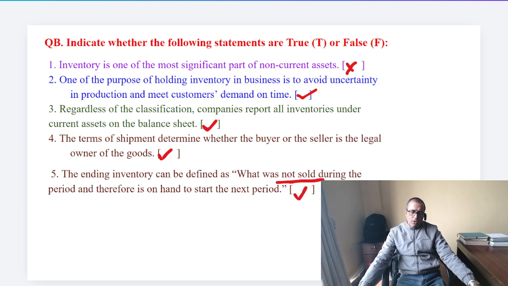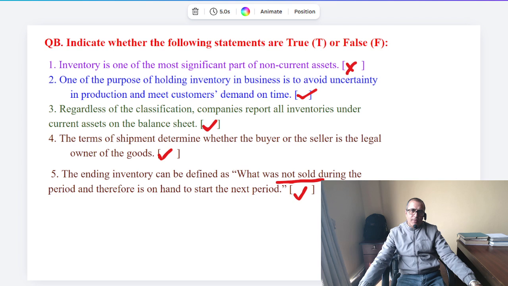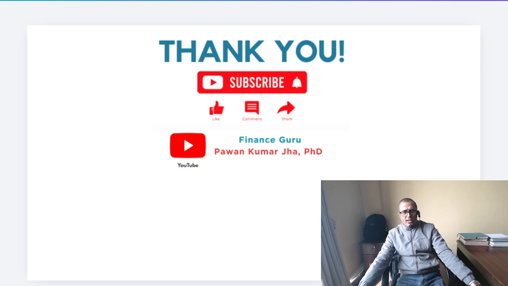Okay, so friends, today we discussed the fill in the blanks questions related to the inventory concept. Next, I discuss some selected 5 questions about true or false statements. Okay, I hope that whatever I discussed today will at least strengthen your understanding of the inventory concept, friends.